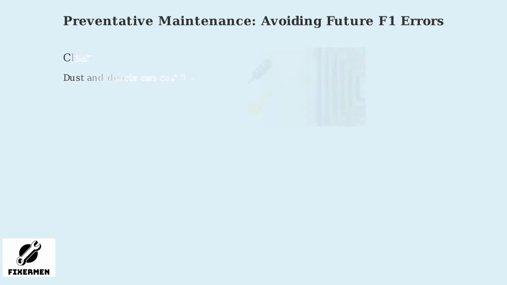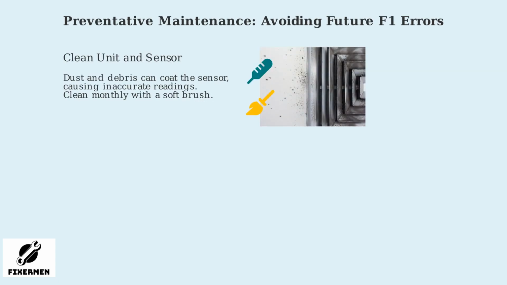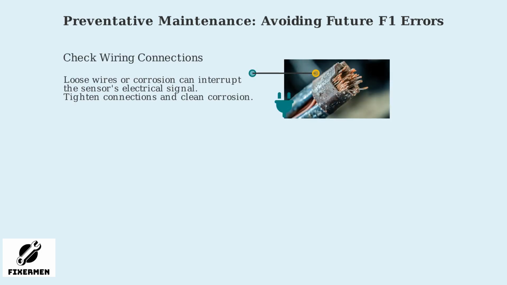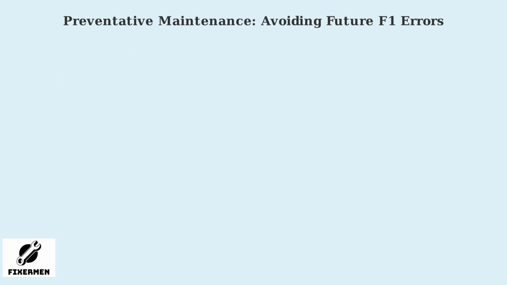Regular maintenance can significantly reduce the risk of F1 errors in your Carrier window AC. Start by cleaning the unit and sensor regularly to prevent dust buildup that can interfere with temperature readings. Check wiring connections periodically for tightness and signs of corrosion. Loose or corroded wires can cause sensor failure. Inspect connections every few months and secure any loose wires.